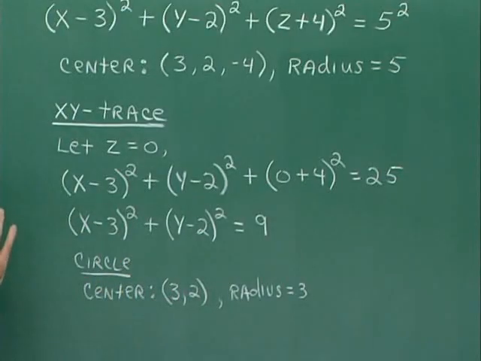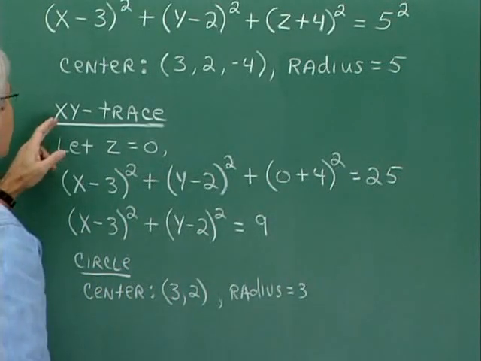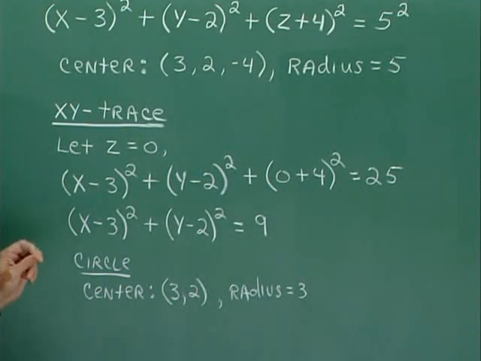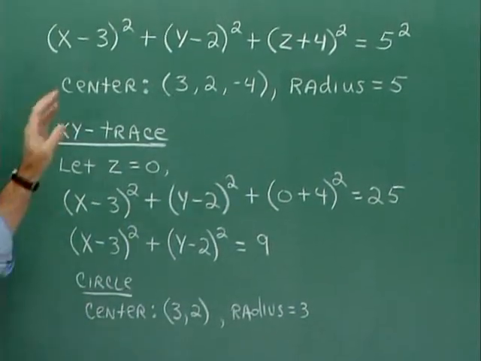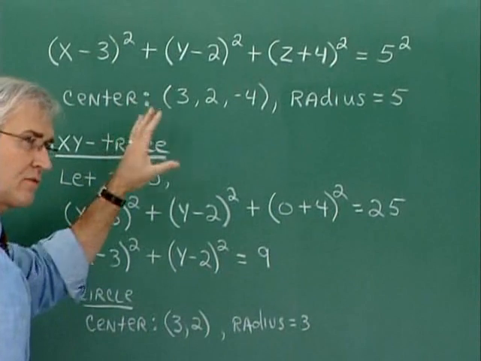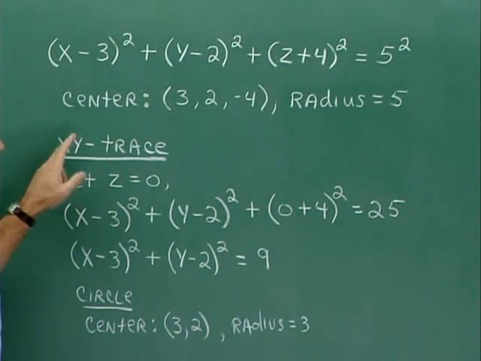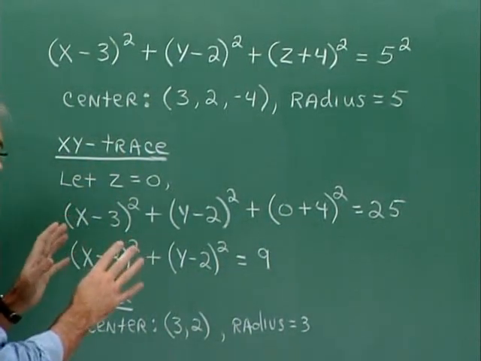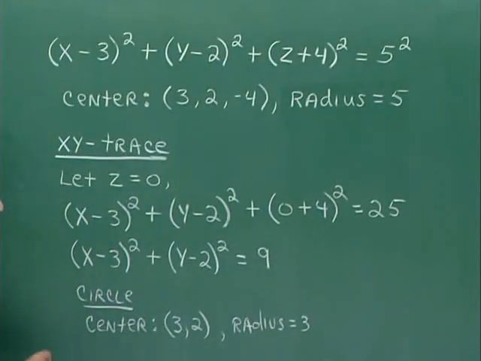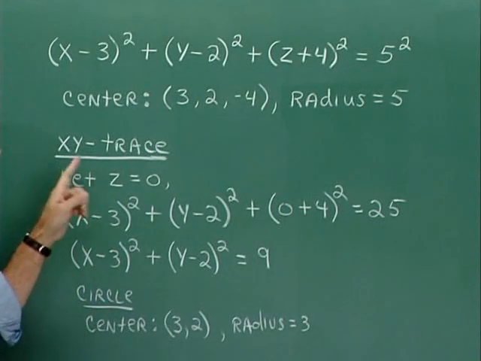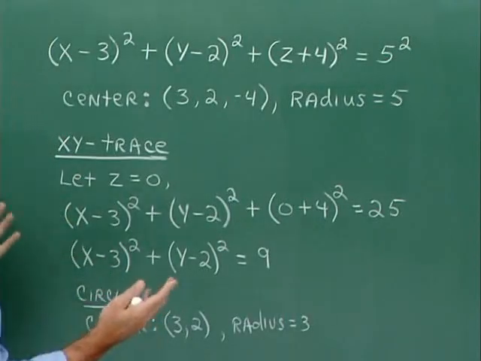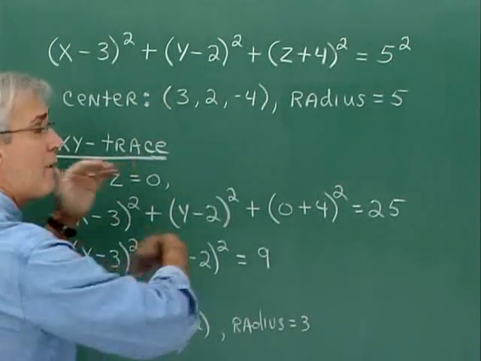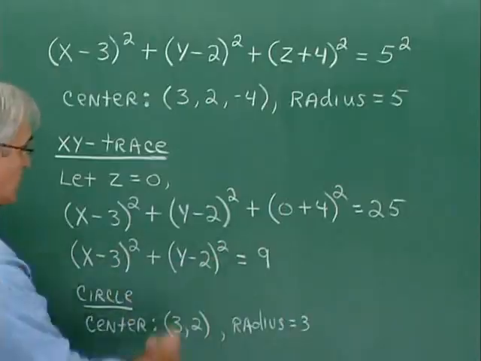And we could think about the xz trace, the imprint that this sphere would make in the xz plane. You see the intersection of those two. Now think about that. In the xz plane, the y value would be 0. So all we would have to do is replace y with 0 and evaluate in a way that is similar to this one.